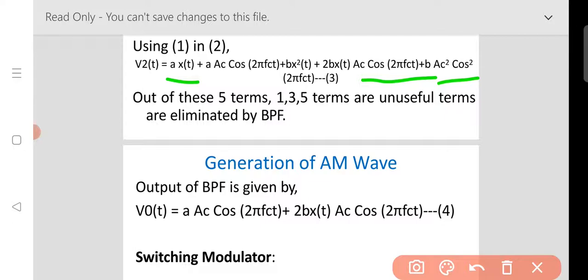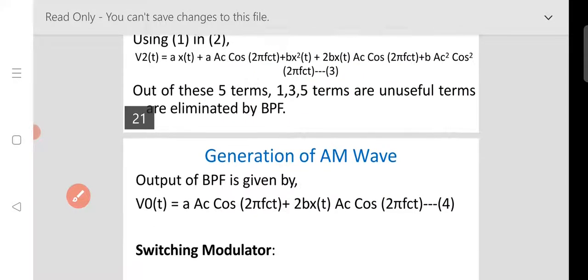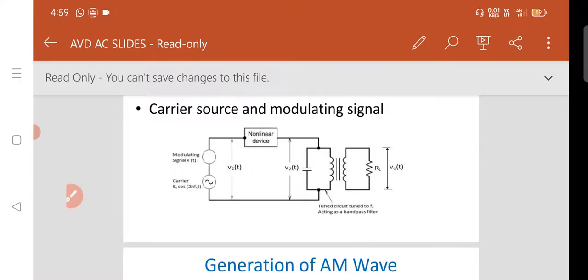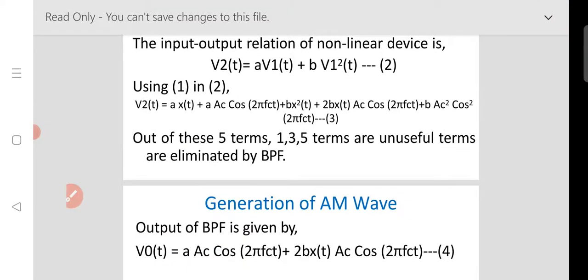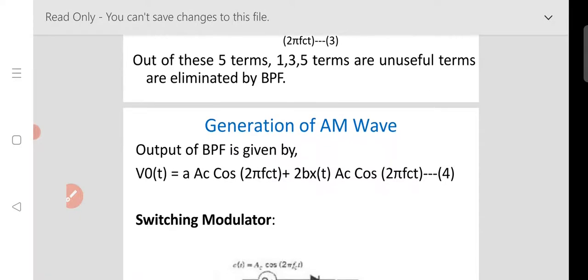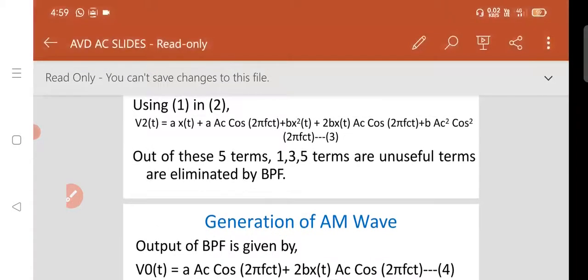These unuseful terms are eliminated by the band pass filter, which is placed at the output side of the nonlinear device. So finally we got the E naught equal to this equation, which is most similar to the AM wave. So by equation 4, we just assumed this is an AM wave. Okay, thank you very much.